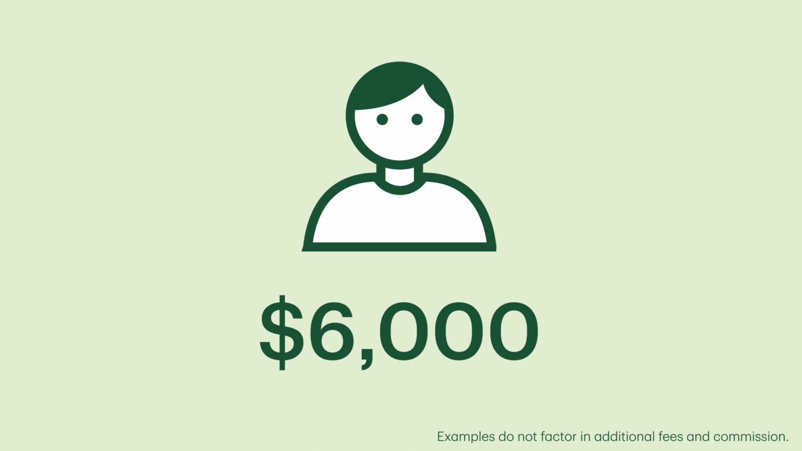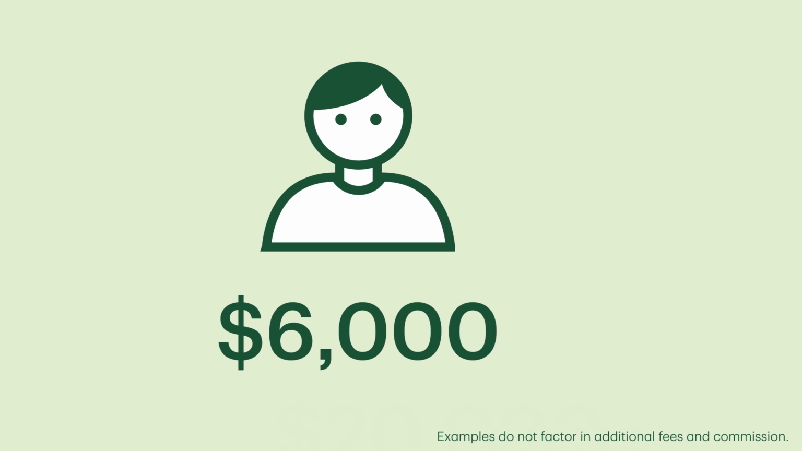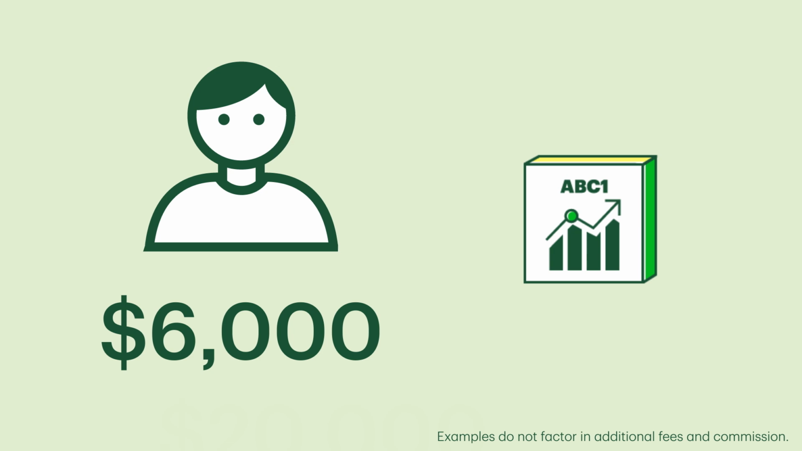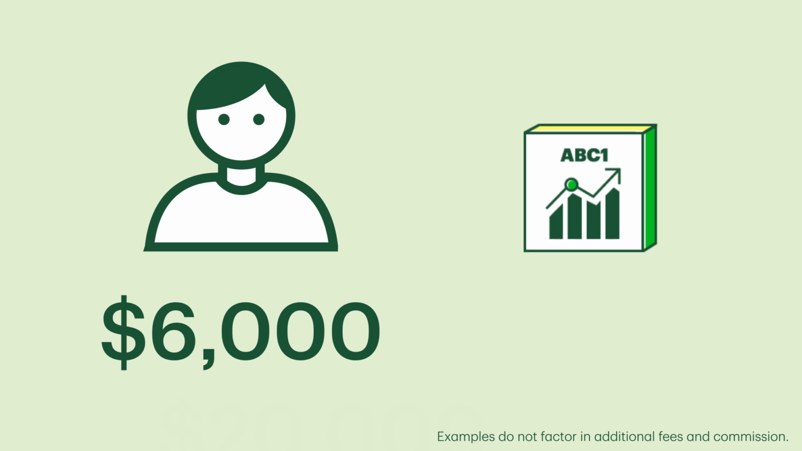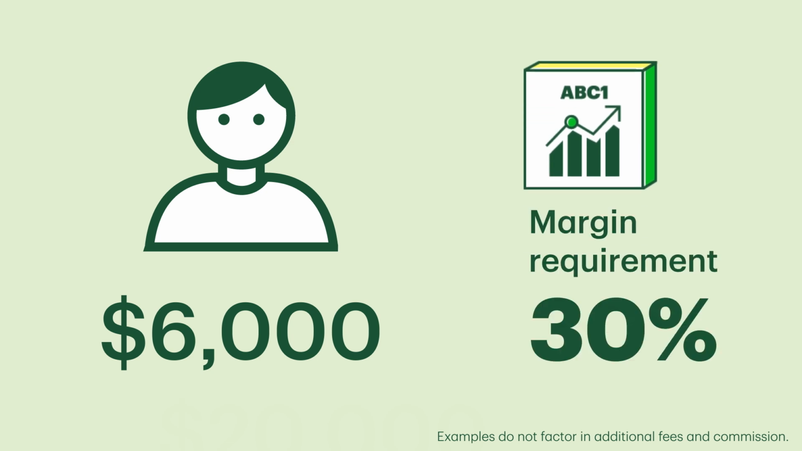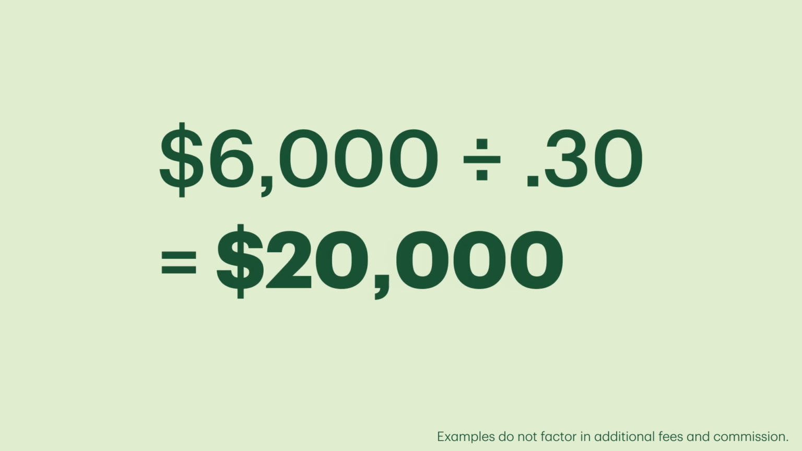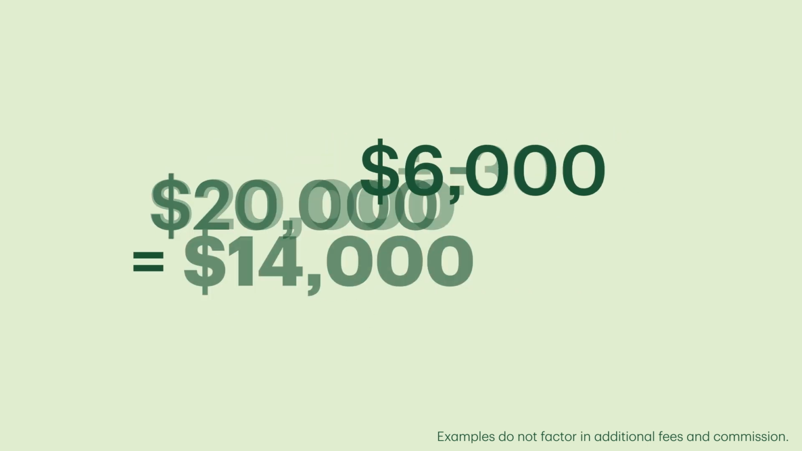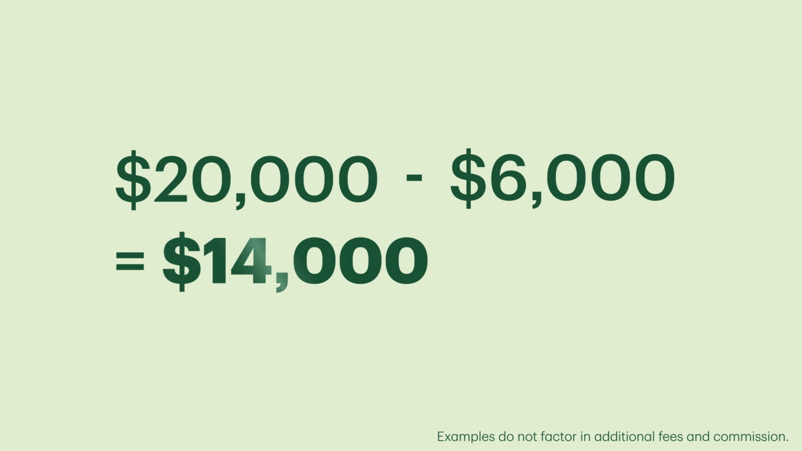If you're holding long stock positions in your margin account and you see a negative cash balance, that means you're currently borrowing on margin. So imagine you have $6,000 in cash in your margin account and you want to buy shares of stock ABC1. If ABC1 stock has a margin requirement of 30%, you'll only need to put down 30% of the total value yourself. With your $6,000, you could potentially buy $20,000 worth of ABC1 stock. TD Direct Investing would then lend you the remaining amount. This loan will appear in your account as a negative cash balance.